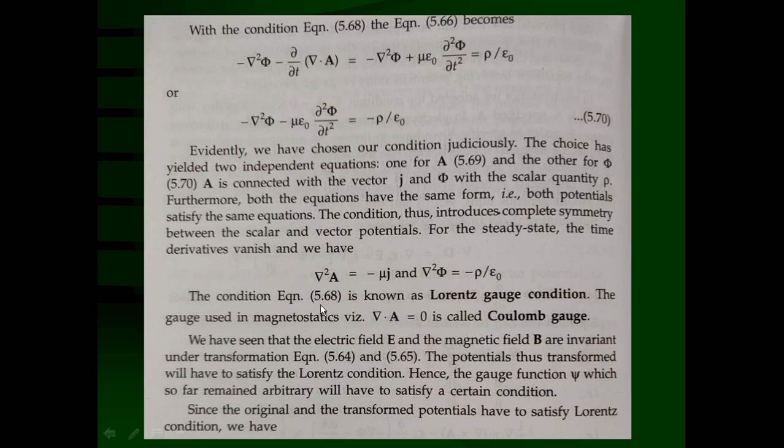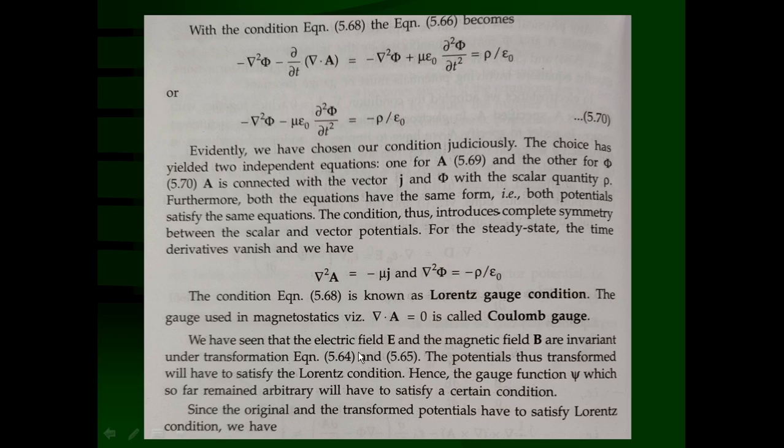The condition equation 5.68 is known as the Lorentz gauge condition. The gauge used in magnetostatics, divergence of A equal to 0, is known as the Coulomb gauge condition. So in magnetostatics, divergence of A is equal to 0 and del cross A is equal to magnetic field B. That way the vector potential was defined, and this is known as the Coulomb gauge condition, and whatever we have taken now is the Lorentz gauge condition, which we are going to derive in the next topic.